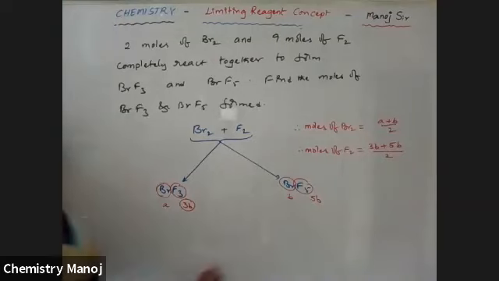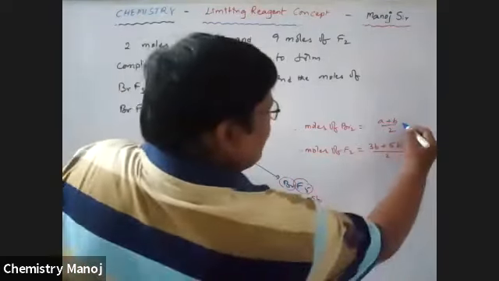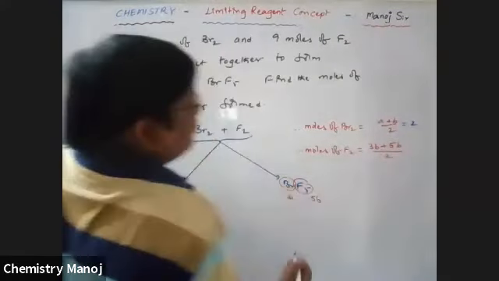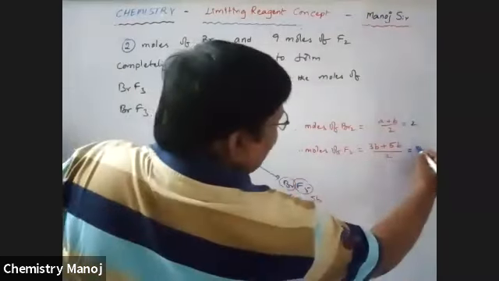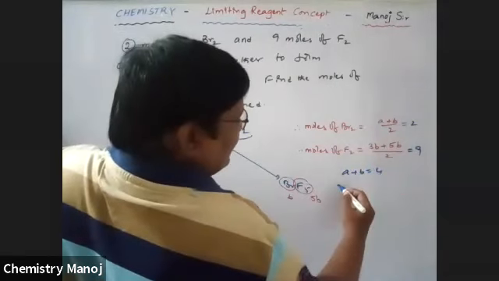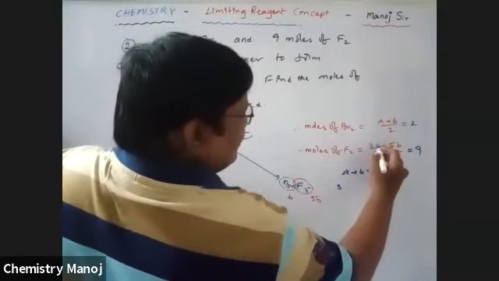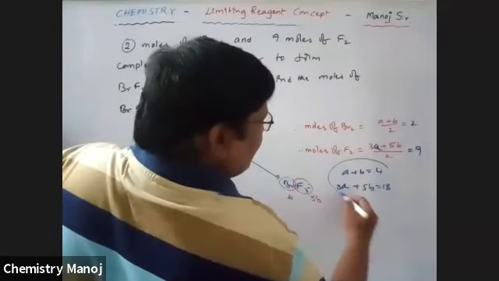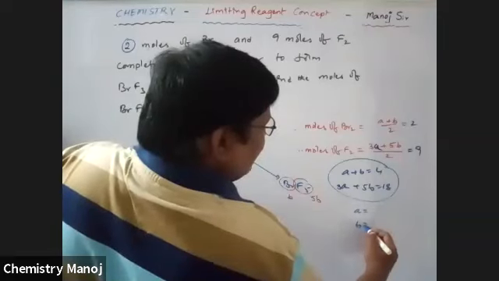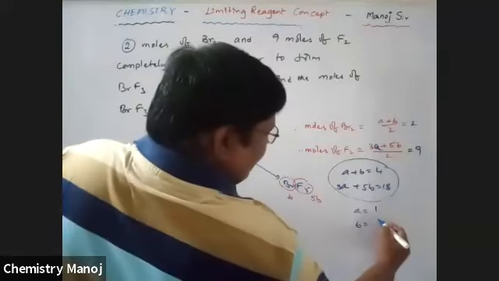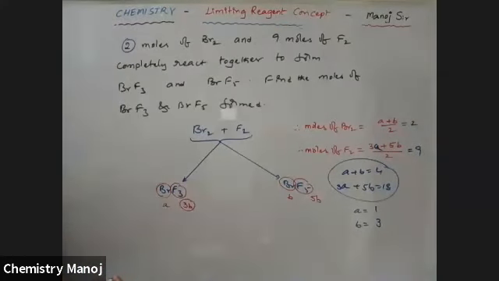That A plus B by 2, the value, is moles of Br2. How many moles of Br2 is taken? 2. How many moles of fluorine is taken? 9. So by using these two values, A plus B is equal to 4, and 3A plus 5B is equal to 18. Solve these equations, so we will get A and B. Finally we get A is equal to 1, B is equal to 3.